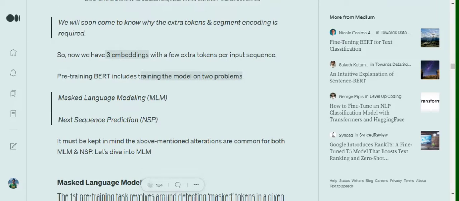Now, in pre-training, we will be training the model in two ways, on two problems: masked language modeling, that is MLM, and second, next sentence prediction. So let's understand what these two problems are, on which the pre-training part is based.